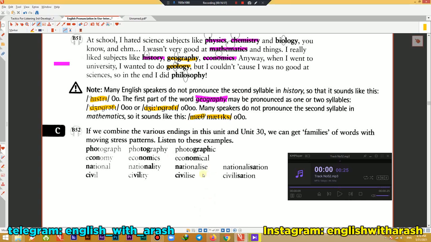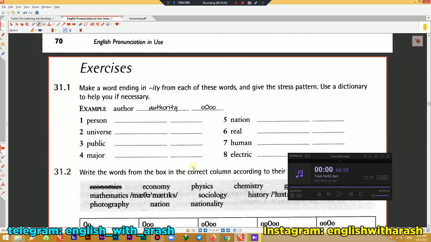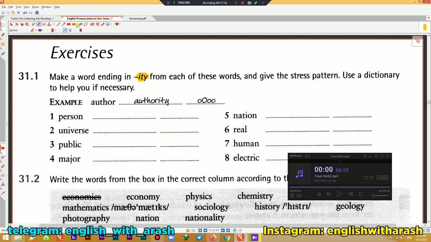Now what we're gonna do is do the exercises. We're going to add -ity to the end of these words and come up with our own words. Then you will work on the stress. For example, in this word the stress is on the first part: author. An author means a writer.